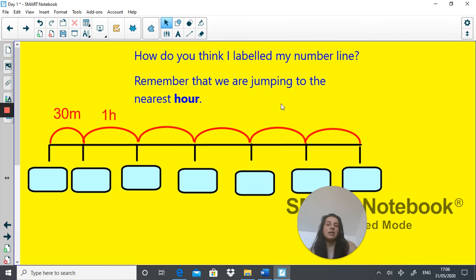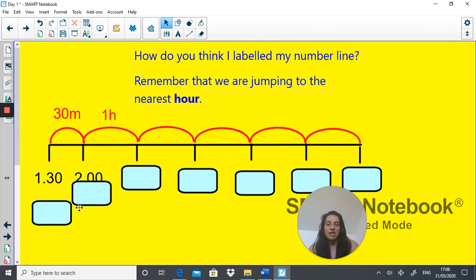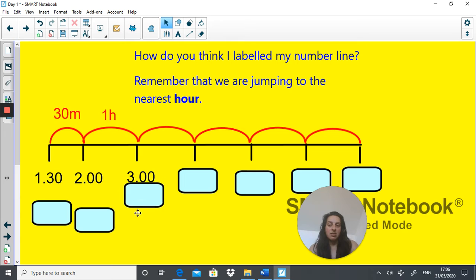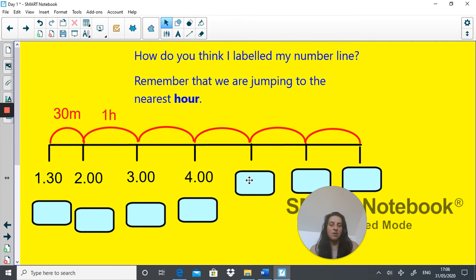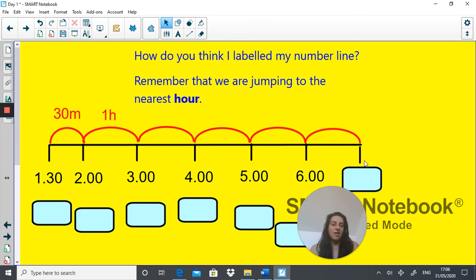So here's a number line. Remember that we're jumping to the nearest hour first. So from 1:30 to 2 o'clock, it's 30 minutes. And it's 2 o'clock, 3 o'clock, another hour, 4 o'clock, another hour, 5 o'clock, another hour, 6 o'clock, another hour, 7 o'clock. So we have 1 hour, 2 hours, 3 hours, 4 hours, 5 hours, and 30 minutes. And that is the answer.